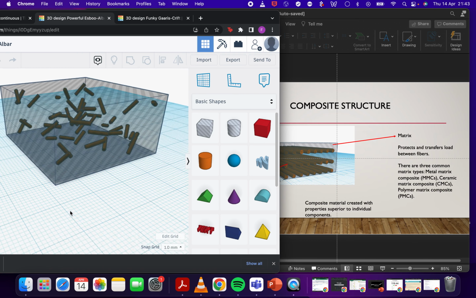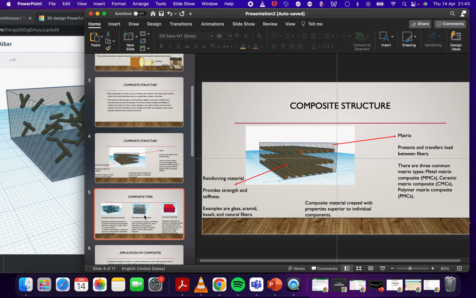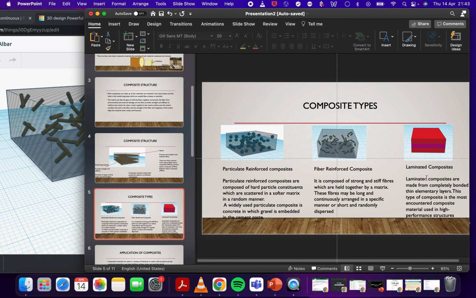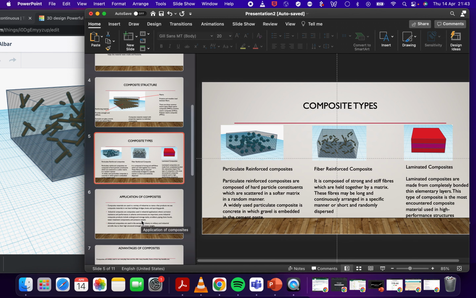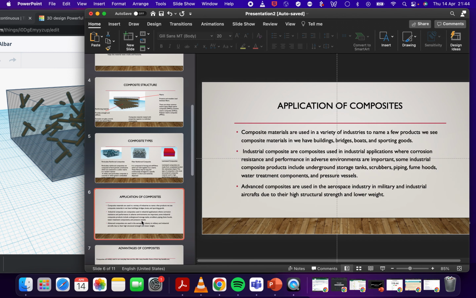they may be short and flaky in random directions. Then for the last common composite structure, we have laminated composites, which are made from completely bonded thin elementary layers. This type of composite is the most encountered in high-performance structures. And depending on your functionality, you can choose different materials and different structures to make your composites, and that's why composite materials are very versatile: they give you that design flexibility.